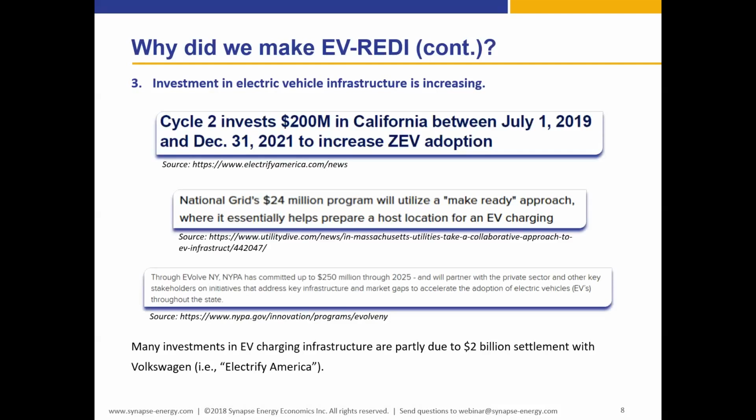Much of the investment that's currently taking place can be directly attributed to the settlement with Volkswagen for $2 billion. And this is over the Dieselgate issue that happened just a few years back. So this money was put into a bucket, organized into another organization called Electrify America, and lots and lots of states are using this money for electric vehicle charging infrastructure.